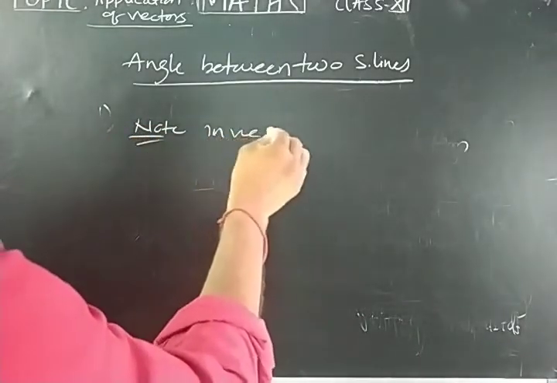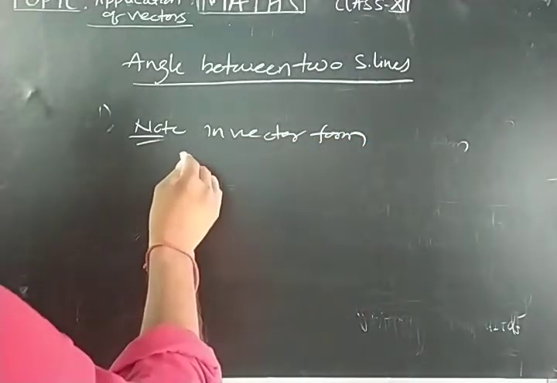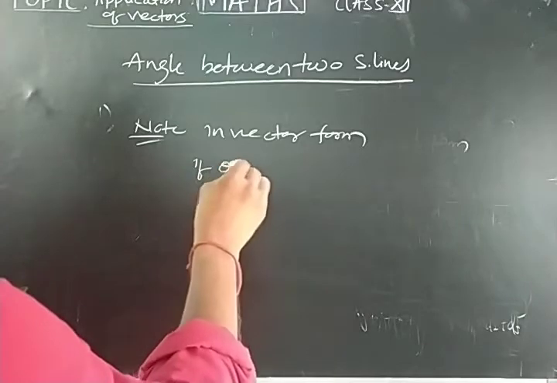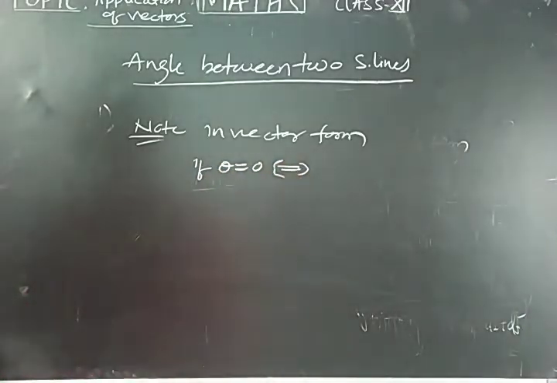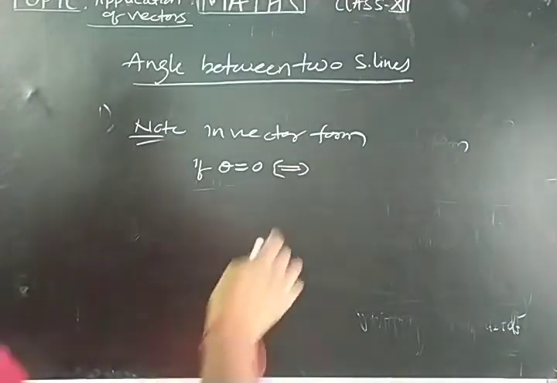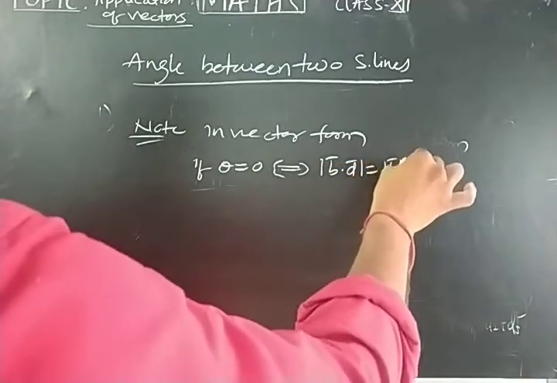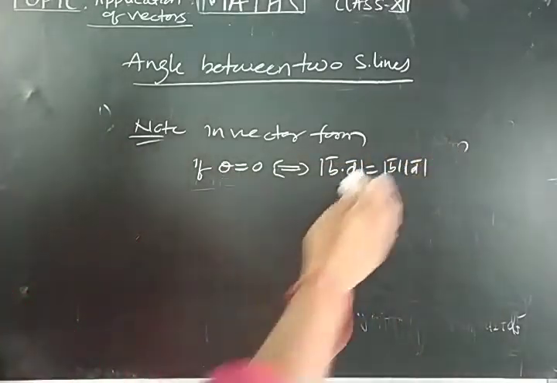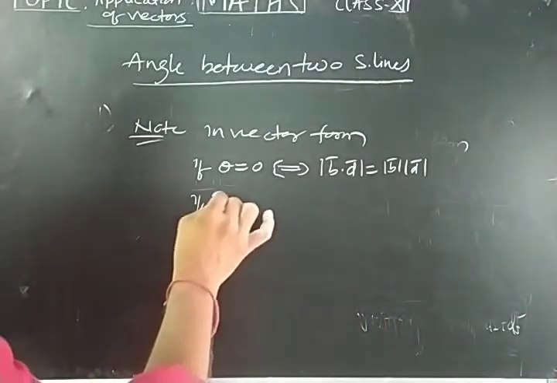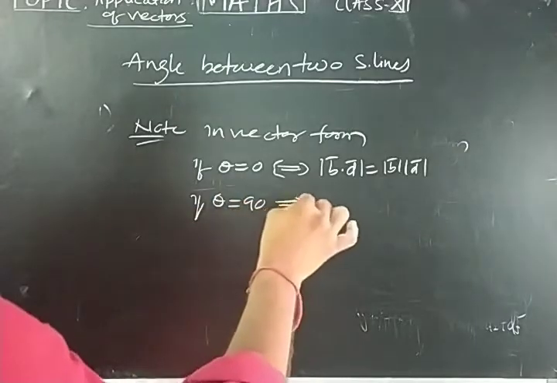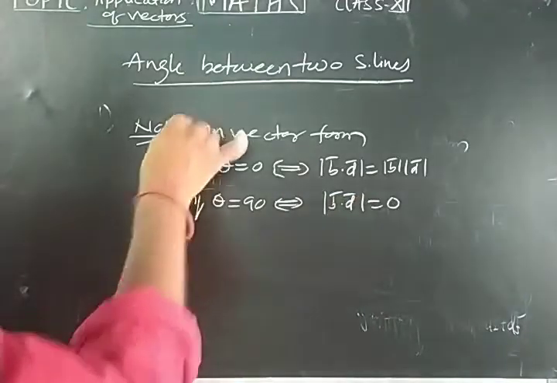In vector form, if theta equals 0, then cos 0 is 1, so you will get modulus of b bar dot d bar equal to mod b bar times mod d bar. This is the condition. Why? Because cos 0 is 1. So you substitute theta in the formula and you will get this. If theta is 90 degrees, then b bar dot d bar is equal to 0. That is Note 1.